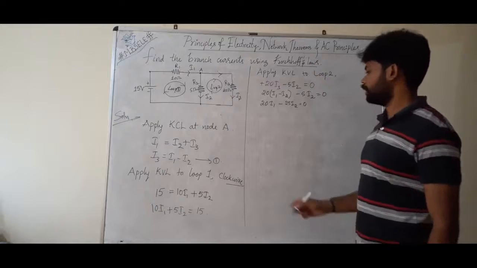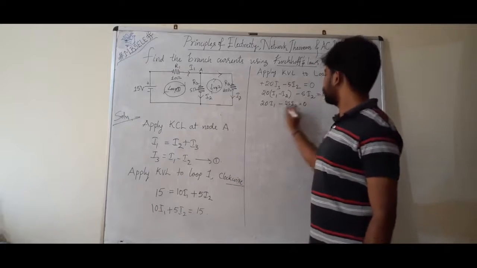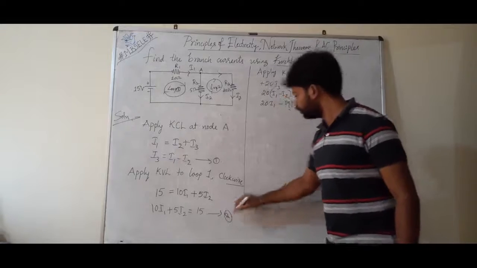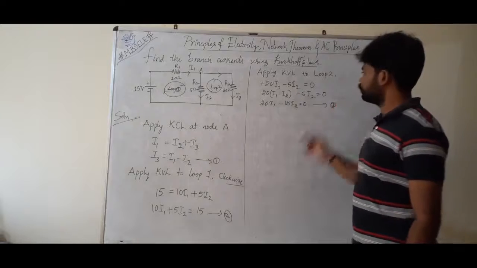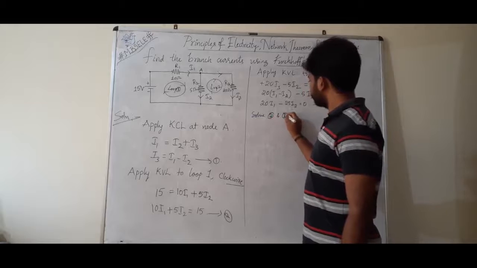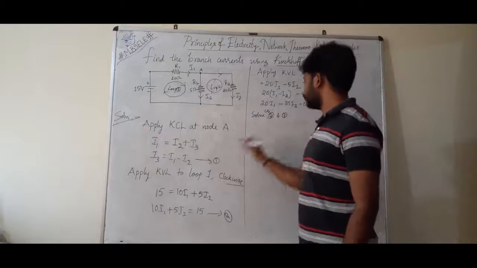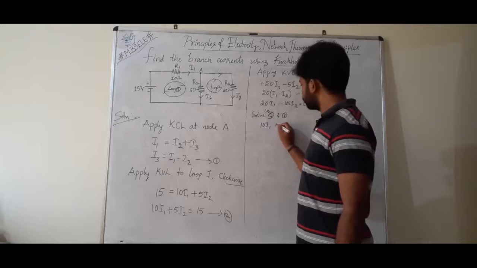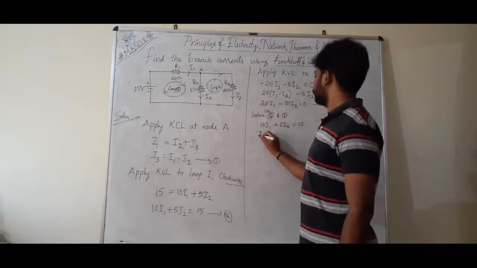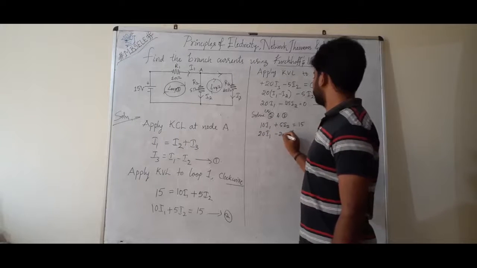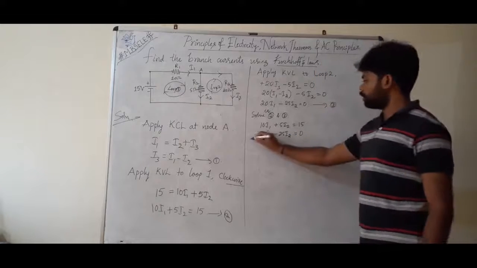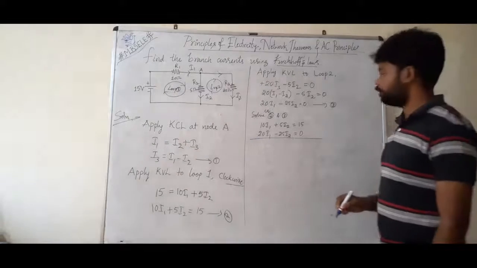Now we have two equations. Let us number them: this is 1, this is 2, this is 3. Okay, solve equations 2 and 3. 10I1 plus 5I2 is equal to 15, and 20I1 minus 25I2 is equal to 0. Here we get simultaneous equations, which we have to solve.